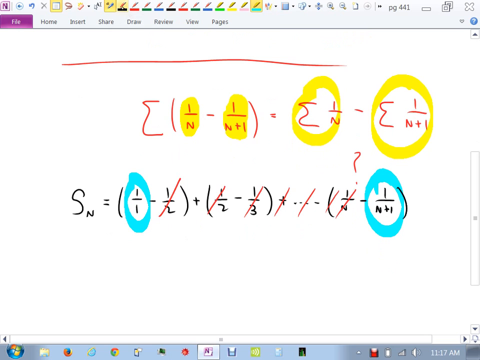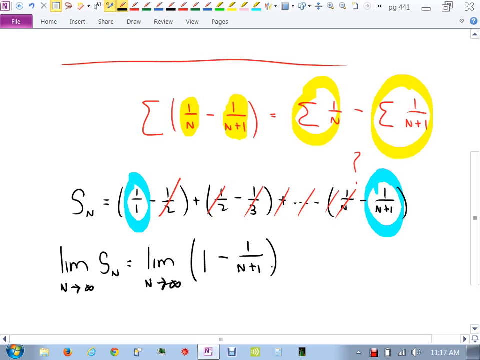And then what you do is you take the limit as n goes to infinity of S sub n, which is the limit as n goes to infinity of what was left? 1 minus 1 over n plus 1. That's that first and last one. As n goes to infinity there, you're left with what? 1. 1 minus 0, which is 1. So that series actually converges.